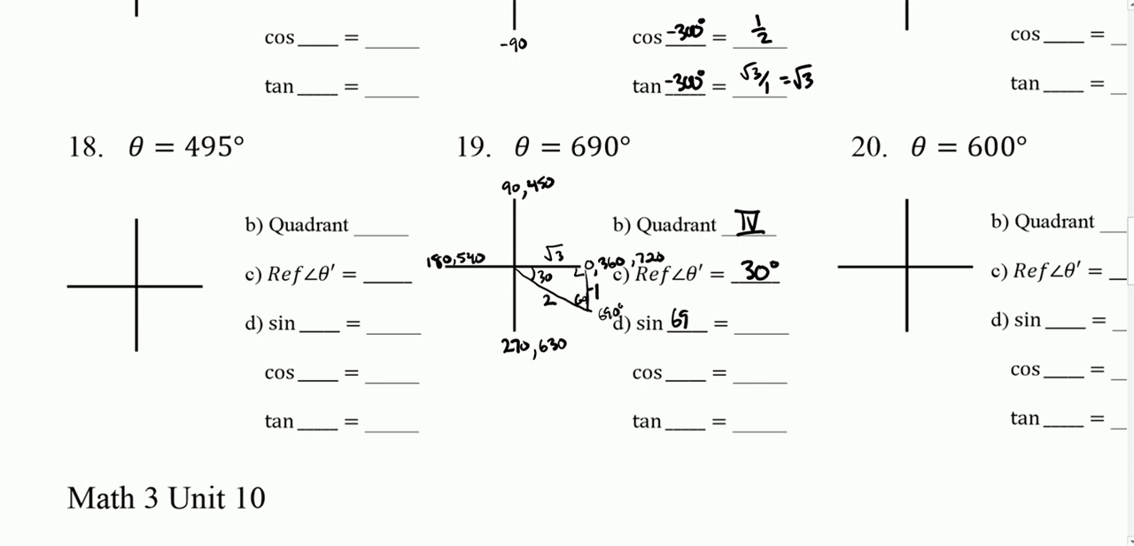Sine of 690 is going to be opposite over hypotenuse, so negative 1 over 2. Cosine of 690 degrees is adjacent over hypotenuse, so root 3 over 2. And the tangent of 690 degrees is opposite over adjacent, so negative 1 over root 3, which if you multiply the top and the bottom by root 3, we can rationalize the denominator and get negative root 3 over 3.